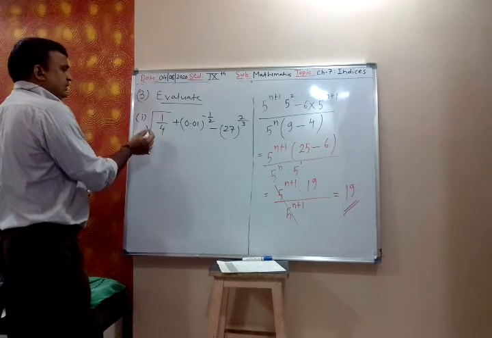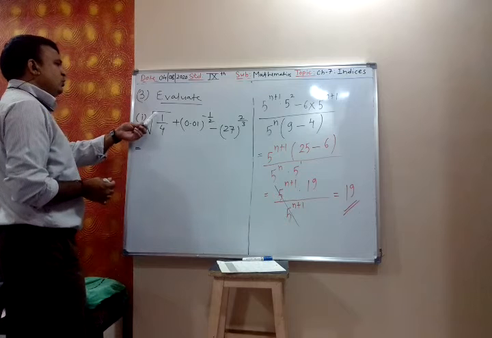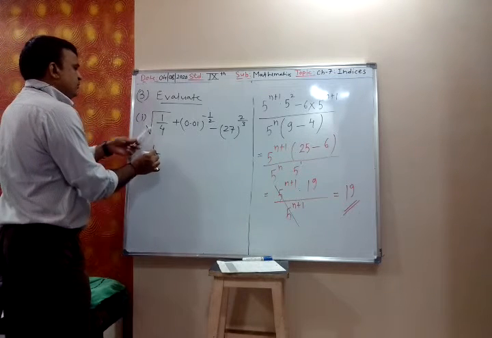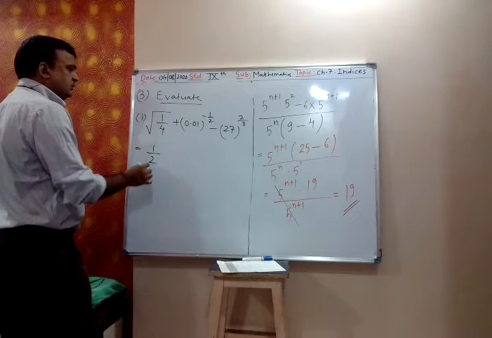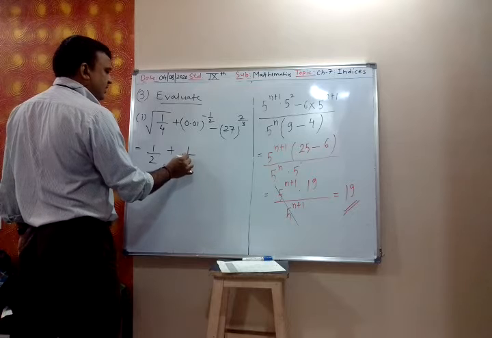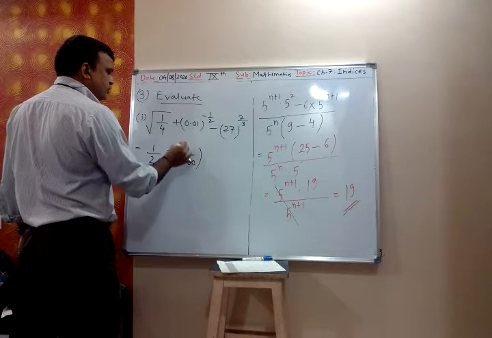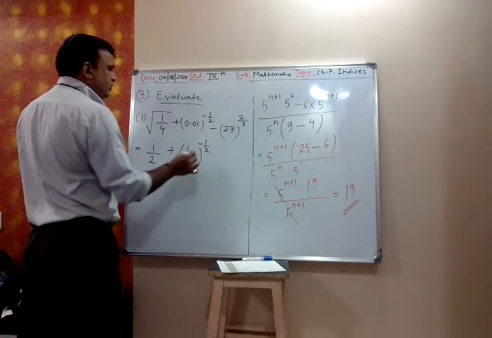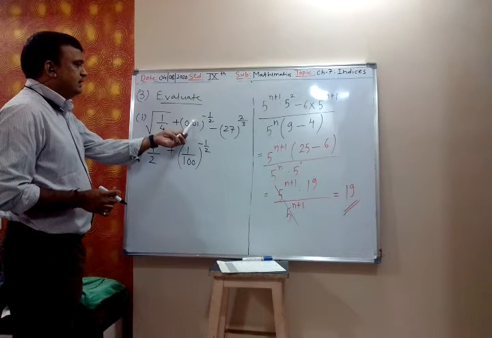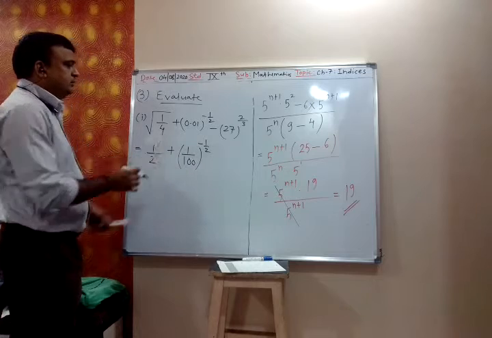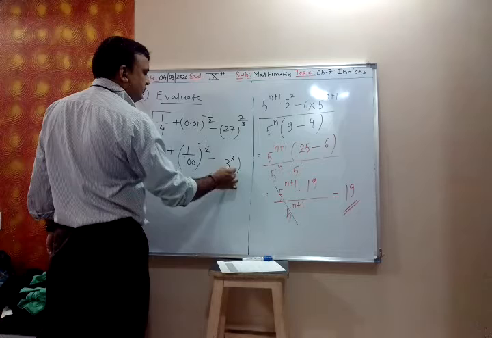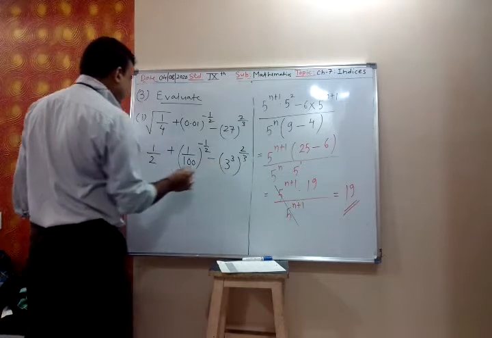So root 1 by 4, what can I write? Square root of 1 is 1 and square root of 4 is 2, so 1 by 2. Plus 0.01, I can write 1 upon 100 raised to minus half. Are you getting? 0.01, after the decimal there are 2 digits, so when you remove the decimal, it will be 1 upon 100 raised to minus half. 27 I can write as 3 cubed, raised to 2 by 3.